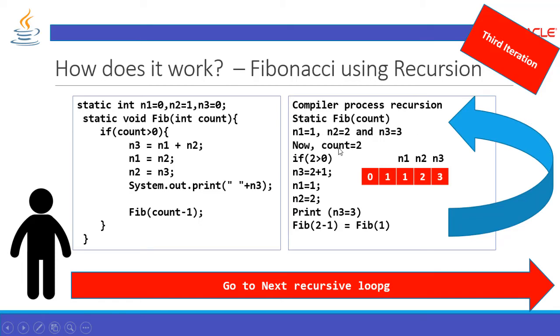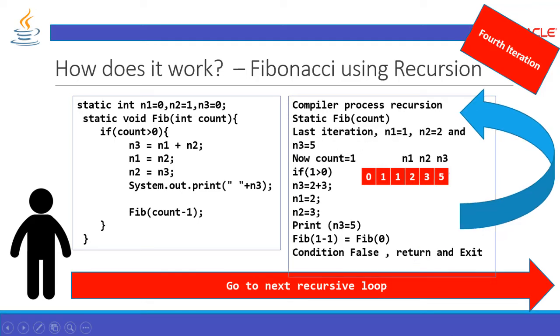Now count is equal to 2, n1 is 1, n2 is 3. Now in this condition, it is true, count 2 is greater than 0. So this time, n1 plus n2 is 2 plus 1, which equals 3. So n3 is 3, n1 is 1, and n2 is 2. And count is still greater than 0 because 2 minus 1 is equal to 1. Now count is 1. So in this case, this recursion method is again being called.